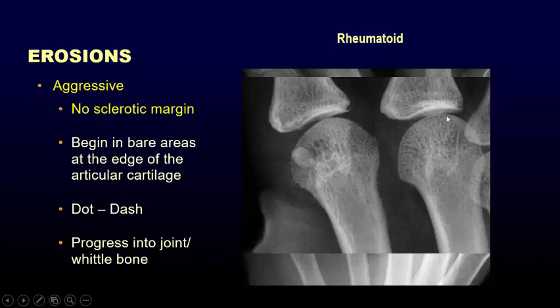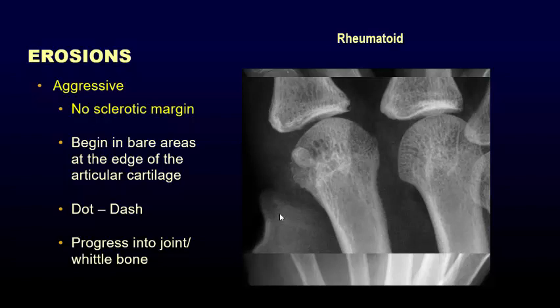Compare this normal contour and normal continuous white cortical line of this normal third metacarpal head with this dot-dash erosive configuration and the loss of the normal contour of this swollen second metacarpal head in a patient with early rheumatoid arthritis.